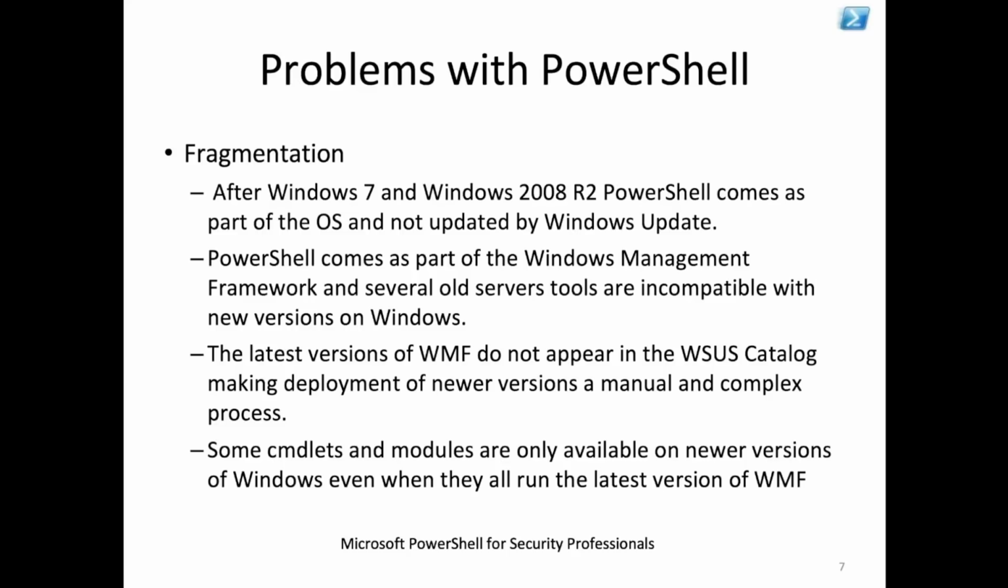For example, let's say you were running a bunch of SQL and SharePoint servers and they were not up to date, and you decided to push the latest version of PowerShell to all of those hosts. It would actually break some of those products. So you actually had to take some time. That is one of the reasons you won't see the Windows Management Framework appear inside of the WSUS catalog. It is to prevent people from shooting themselves in the foot and disabling stuff.